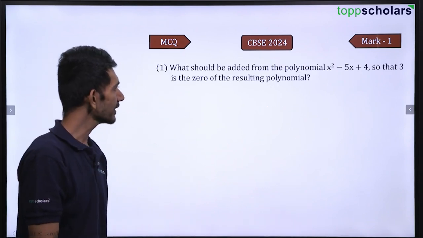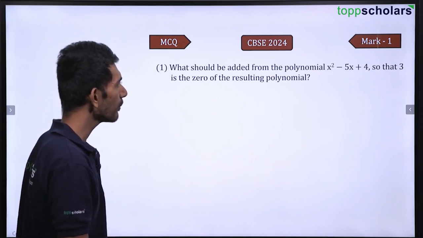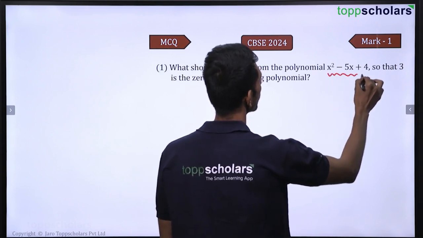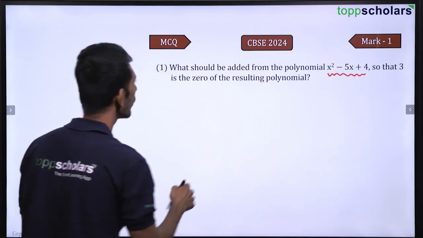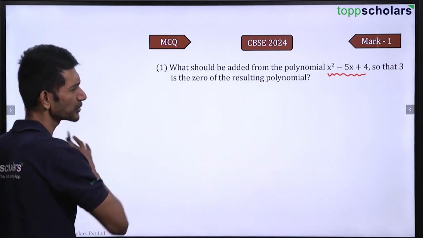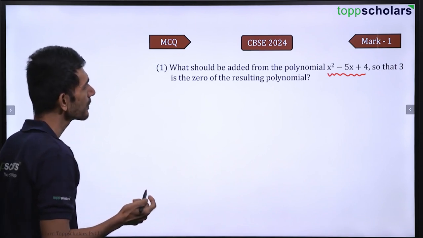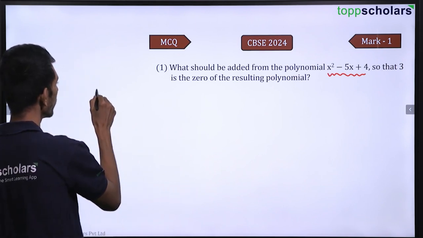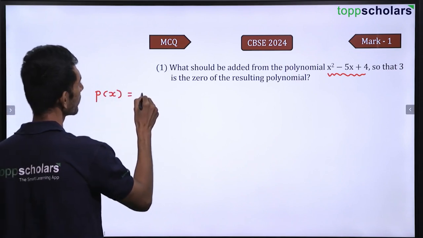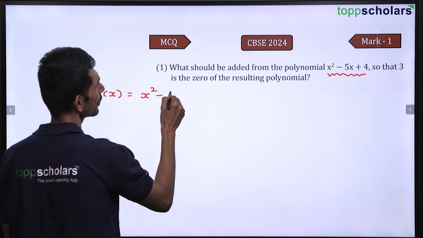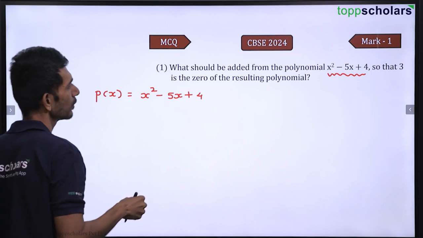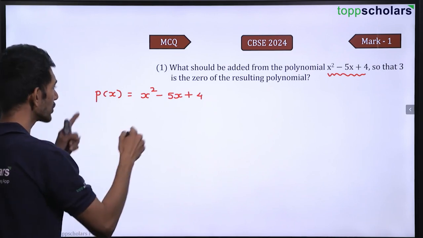So the new question now says, what should be added from the polynomial x square minus 5x plus 4 so that 3 is the 0 of the resulting polynomial. So 4 options are given. Let's ignore the options now. Let's focus on solving this. What should be added from the polynomial? So the polynomial is already given. Polynomial p of x is x square minus 5x plus 4. Right? What should be added?